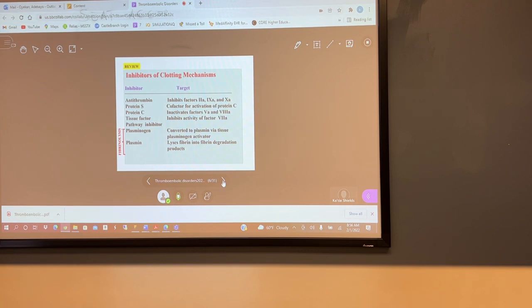And then you have plasminogen. Plasminogen is the substrate for plasmin.